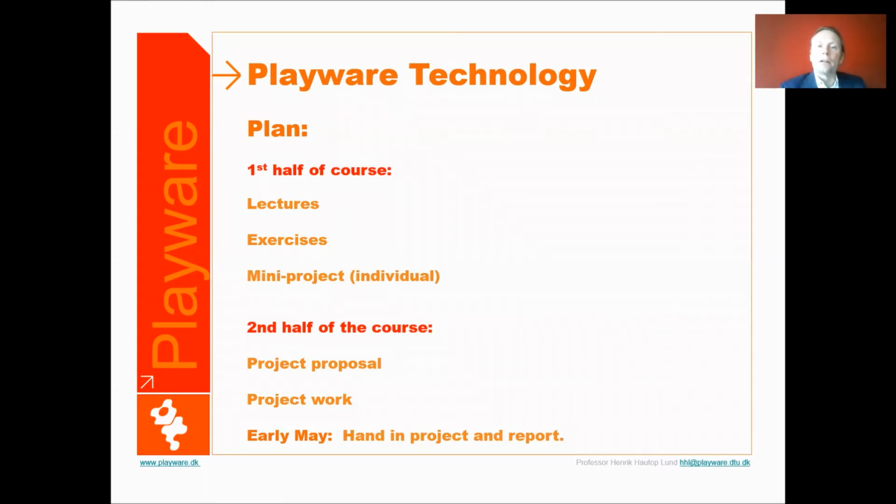The plan is that we'll have the course in two parts. The first part will be with lectures every time. There'll be a number of exercises where you get to program both some external hardware pieces and some smart devices, and at the end of that there'll be a small mini project where you make your own small game. Then in the second half of the course, we'll work on the project. You'll come in a group with a project proposal, and we'll do the project work, and then you'll hand in your project and your report in early May.